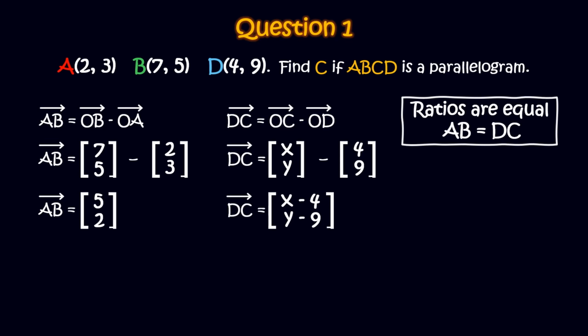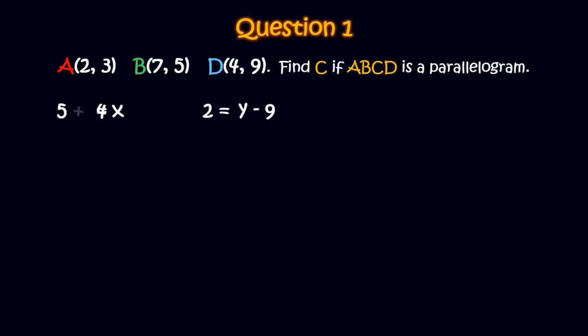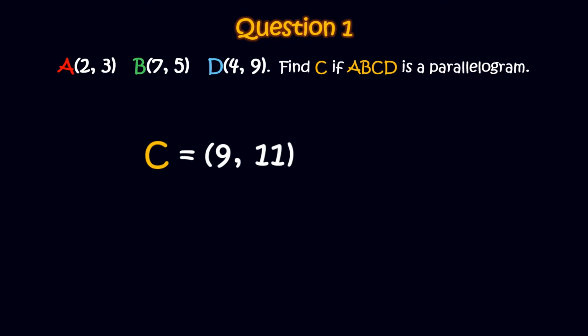As we know that AB and DC are parallel, their ratio must be the same. We can find the missing X and Y by equating their ratios. This gives C equals 9, 11.